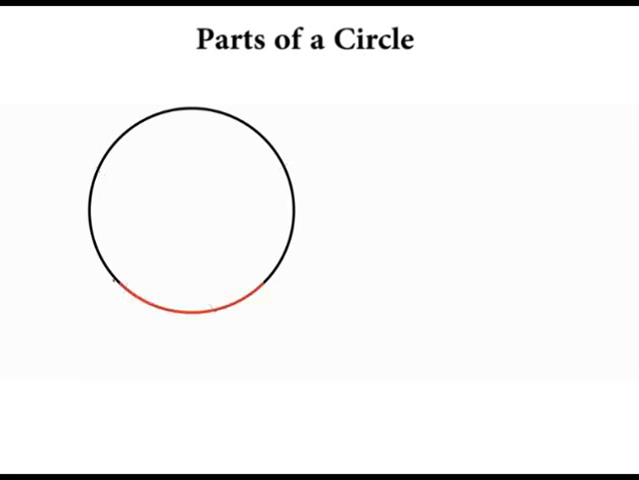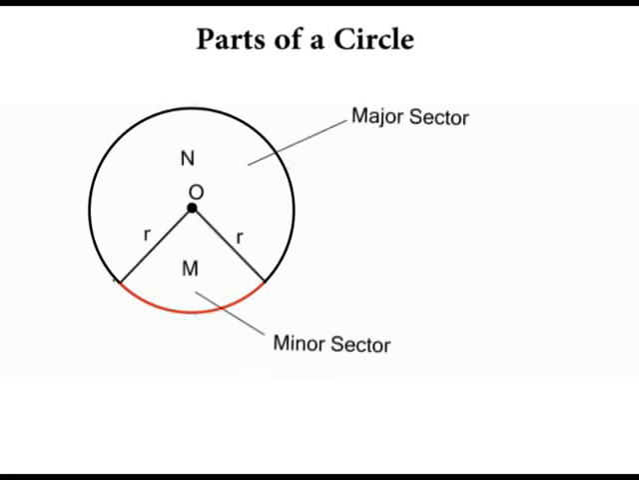An arc is simply a part of the circumference. So the curve PQR is a minor arc and PSQ is a major arc. The area enclosed by 2 radii and an arc is called a sector. So the region marked M is a minor sector and N is a major sector.